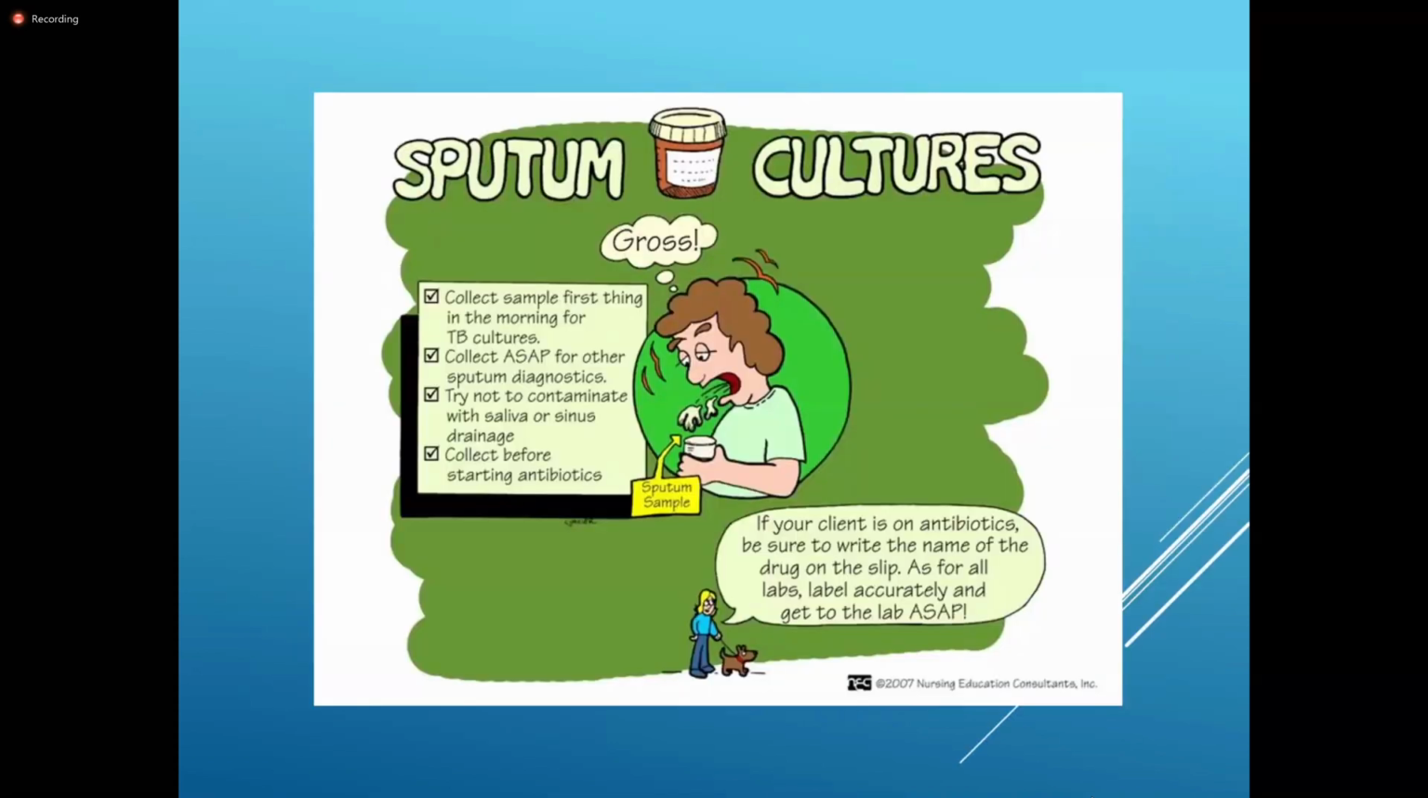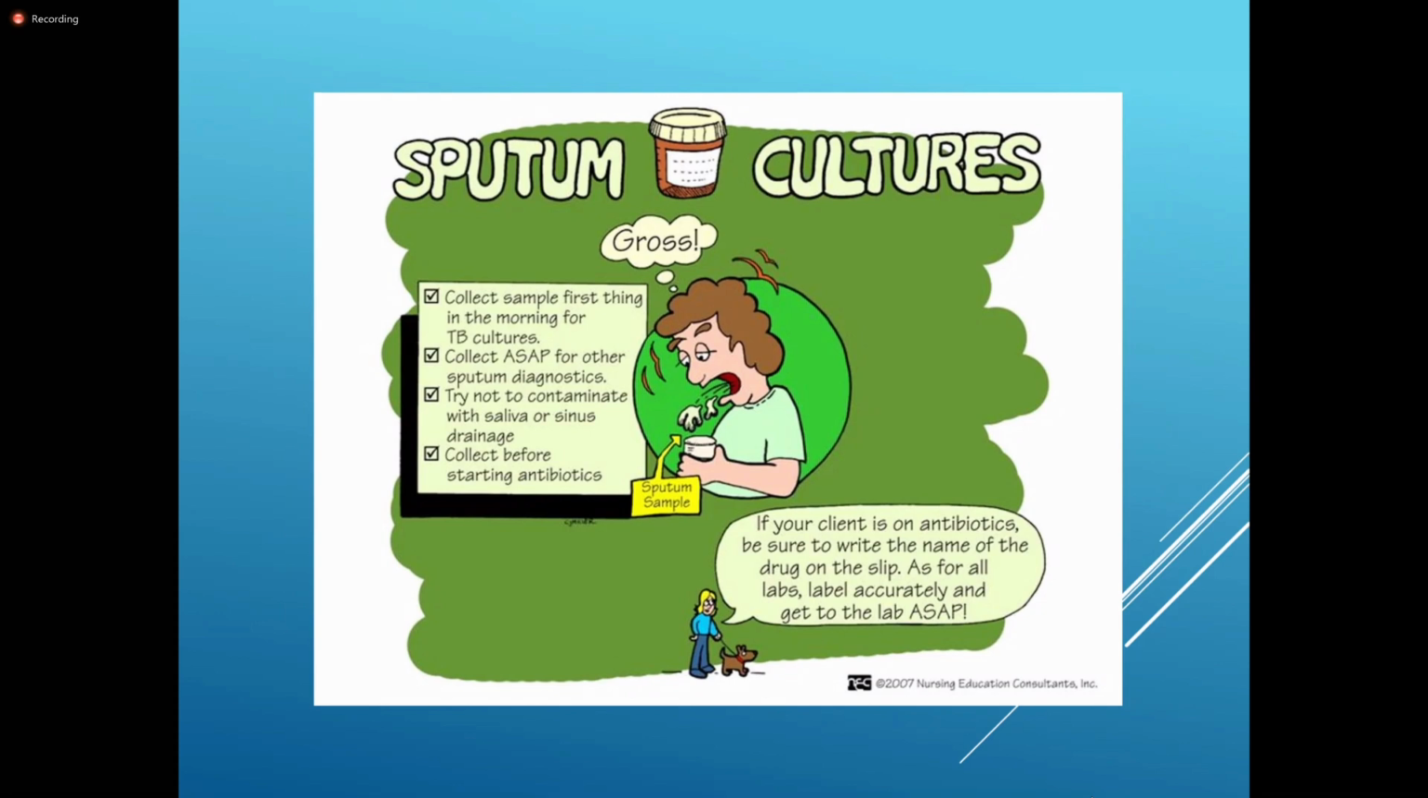So here are our sputum cultures. A couple key points about sputum. Best first thing in the morning. Think of yourself if you're sick: when you wake up, don't you have a lot more congestion usually, and you're able to get a better sample up. This is the best time to get it. Collect ASAP. Try not to contaminate with spit or sinus drainage.